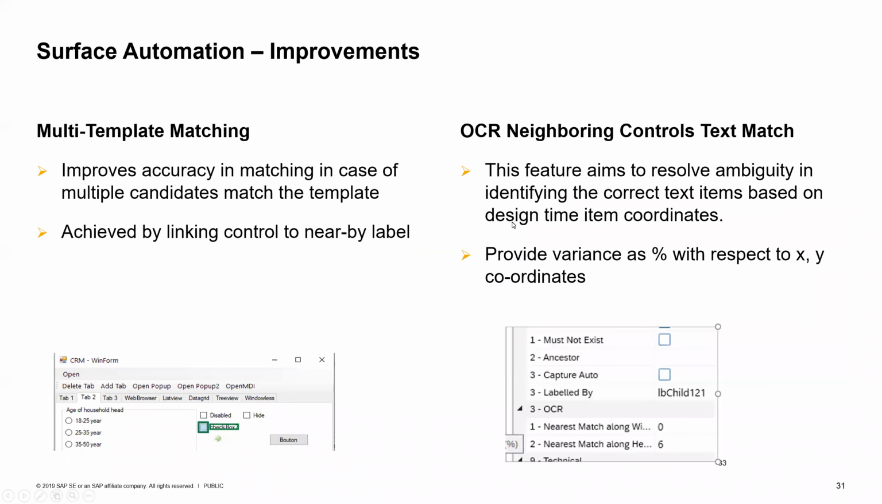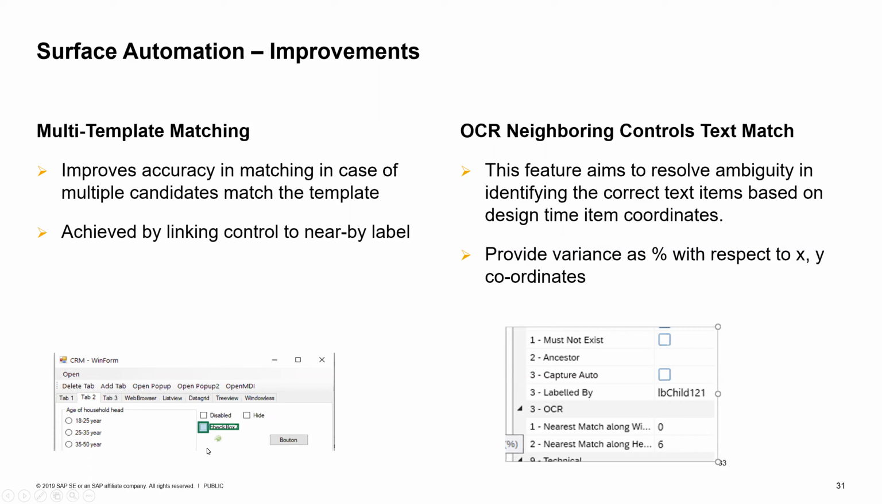Okay, so now coming to the last surface automation improvements. There have been 2 improvements. In surface automation, we rely on the screen or the image of the screen rather than the DOM elements or the properties of the field. That is also the reason that you cannot really uniquely identify a control or a field by just looking into it. For example, here there is a checkbox and there are multiple checkboxes on the page.